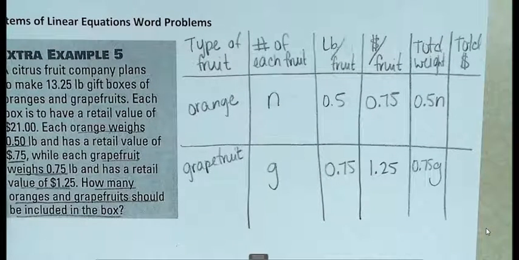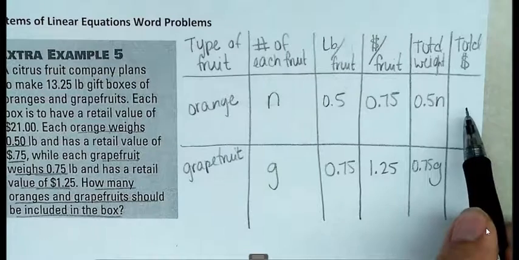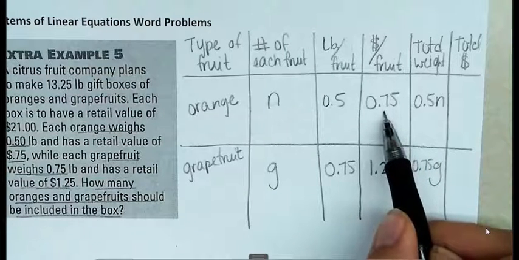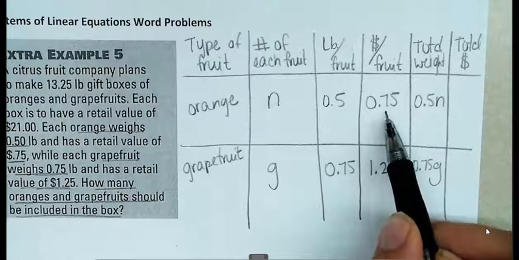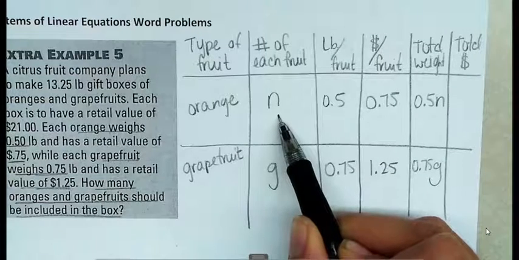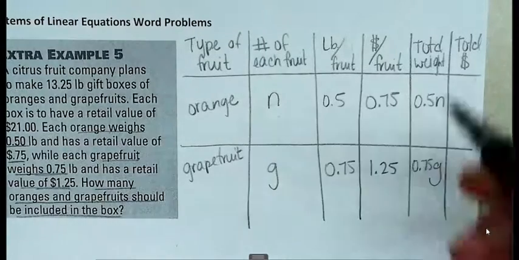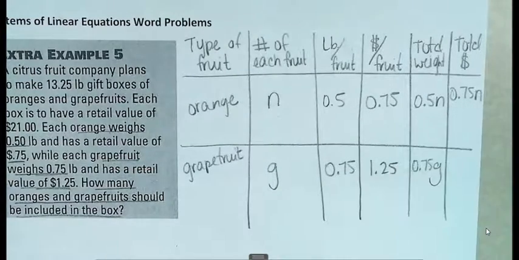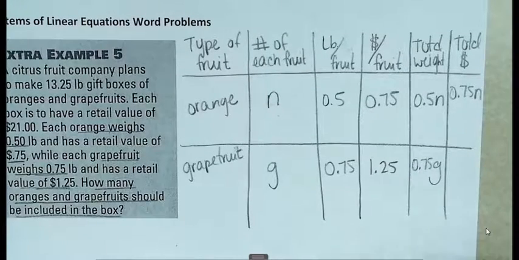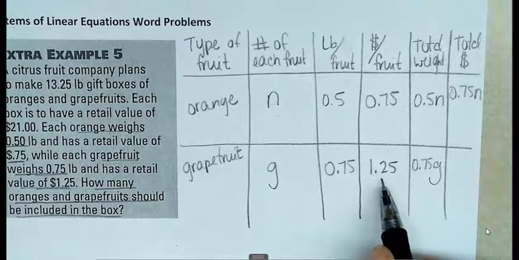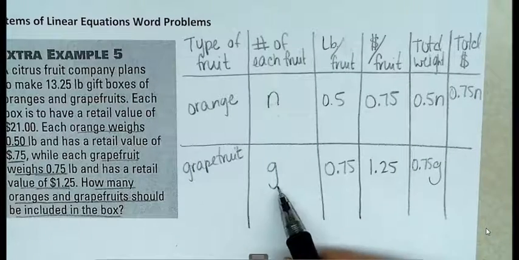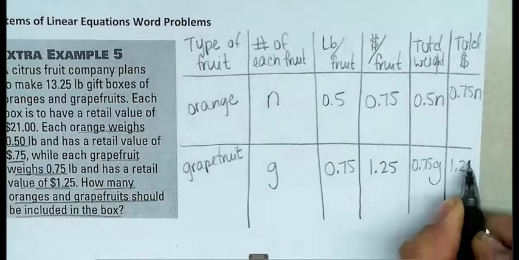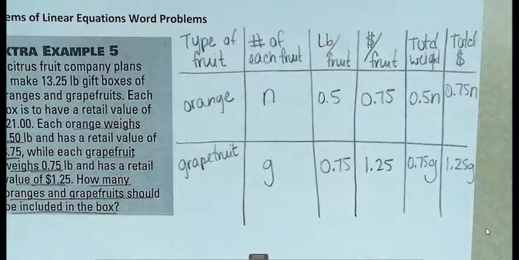And total money is very similar. I know that an orange will sell for 75 cents times the number of each fruit that's sold. That's going to give me my total money that is earned. So 75 cents times N. I kind of ran out of room here. And then for the grapefruit, it's going to be $1.25 times the number of grapefruits sold. So 125G. Okay, now I have enough information where I can basically write two equations.